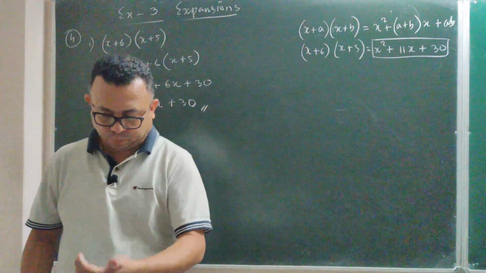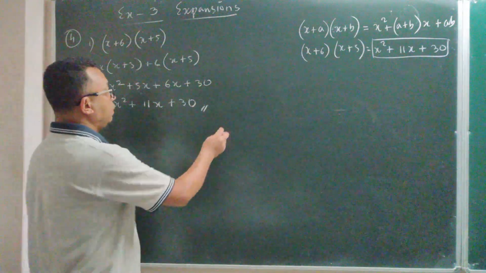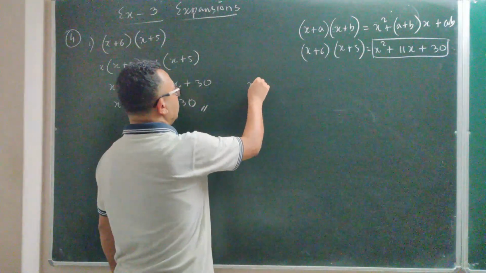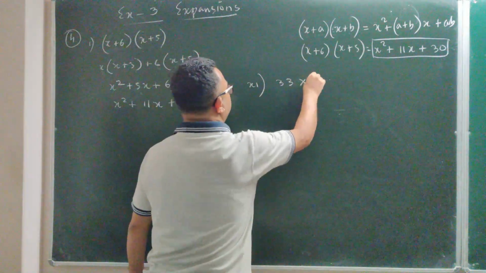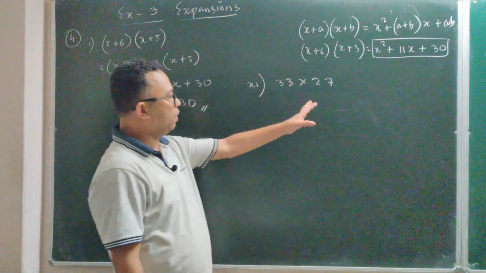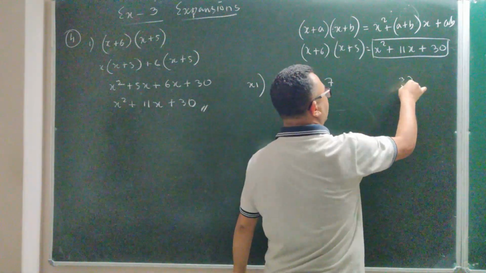Now let me show you a question where you may have to use something a little different. I am going for question number 11. Question number 11 is 33 into 27. They are telling you to find the product of this. Since they have not said how to find the product, you may start multiplying. So 33 into 27.